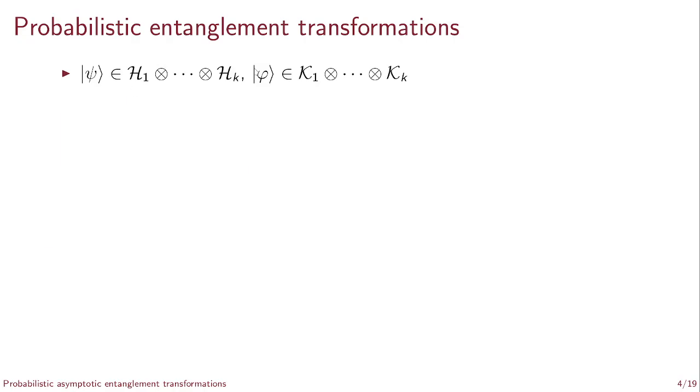So for a probabilistic entanglement transformation, we take a pair of k-partite states, psi and phi, and we want to transform psi into phi. So we compare them via LOCC, that is local operations and classical communication, which means we imagine that these states are distributed among k parties, and each of them can act on their own subsystem in any way. So any channel can be used to process the state, but between the parties only classical communication is allowed.